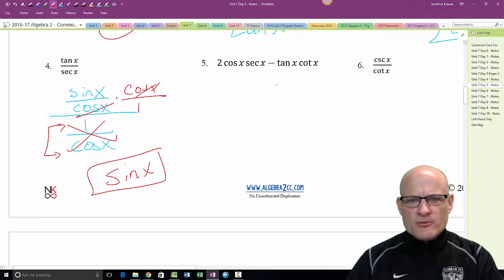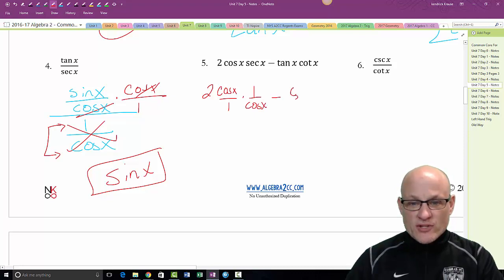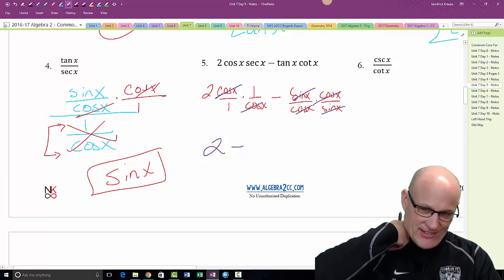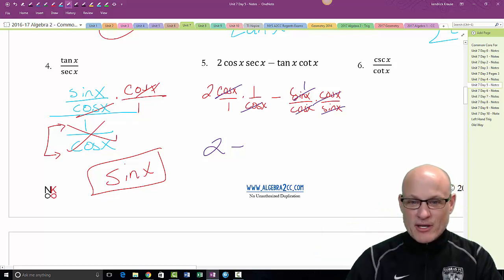All right, whoa, let's back up the crazy train. Let's see what we got here. 2 cosine x over 1 times 1 over cosine x minus sine x over cosine x times cosine x over sine x. All right. Cosines cancel. I'm left with 2 minus sines cancel. Cosines cancel. Now, that doesn't mean everything's gone, kids. It really just means it's 1. Remember, they cancel to make 1, so minus 1. So this answer is 1, but it's a really weird one.